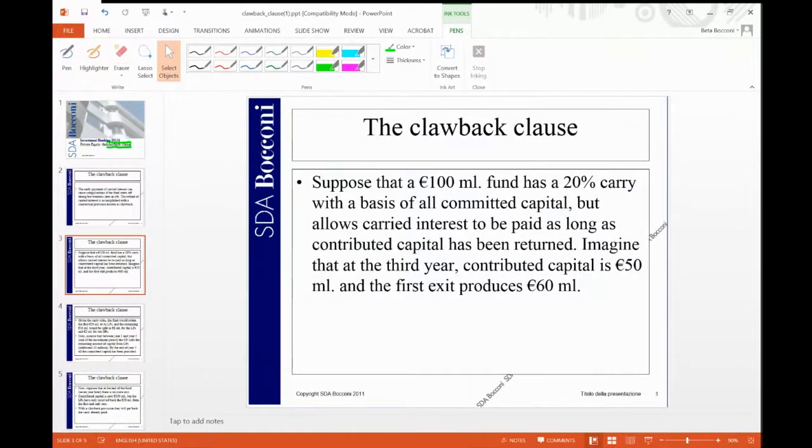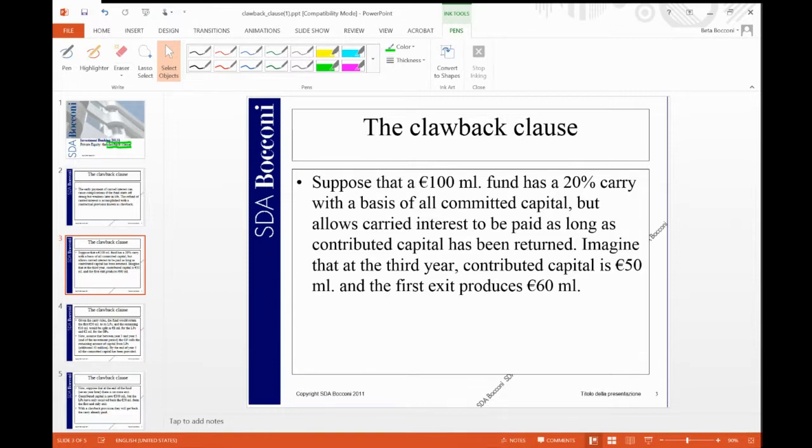In a nutshell, if during the life of the vehicle you pay a carried interest, and at the end of the life of the vehicle you haven't repaid at least the committed capital, you have, as a general partner, to give back this carried interest to the investors.